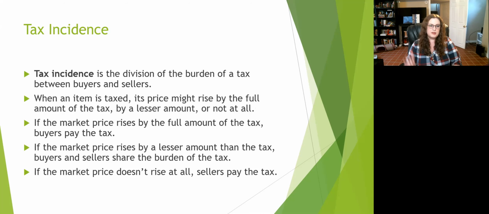So the first piece of language that you need is the idea of tax incidence. A tax incidence is the division of the burden of a tax between buyers and sellers. So some of the tax might be put on the buyers, some on the sellers, and there are going to be differences between the two. We have to figure out what this tax incidence is to know what the incidence on one party versus the other is. When an item is taxed, its price might rise by the full amount of a tax. It might rise by less than the tax.